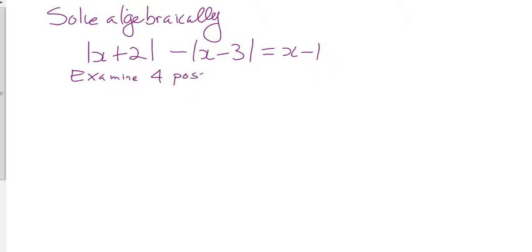Just be glad there's not 3 absolute values, or how many possibilities would that be? 8. Yeah, we'd have 8 possibilities if there were 3 absolute values, because it's 2 to the power of 3. So it's 2 to the power of n, where n is the number of absolute values.